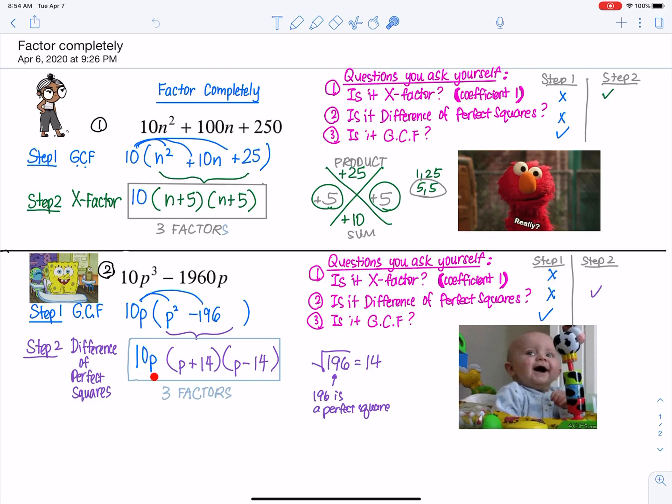And so if you look at each term, it cannot be factored anymore. So now we know we have factored this completely. So how many terms multiplied to give us our original polynomial, our original algebraic expression? 1, 2, 3. I hope that helped.